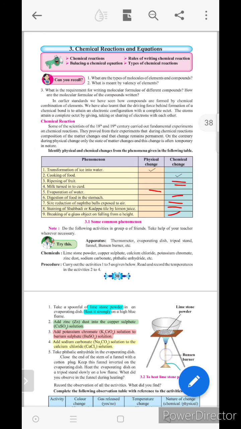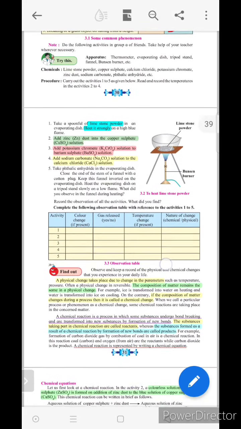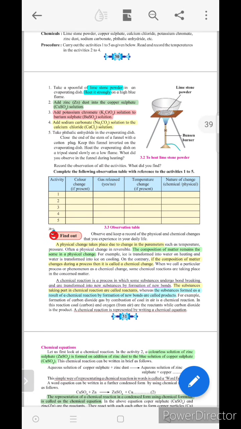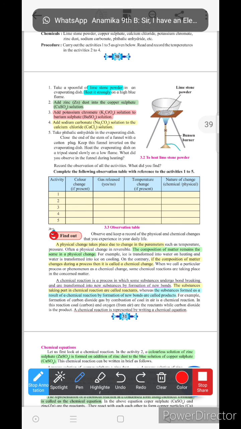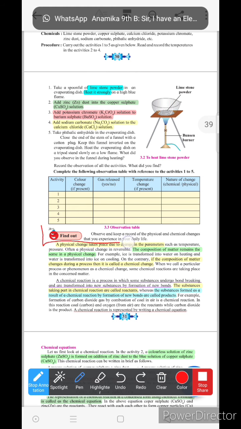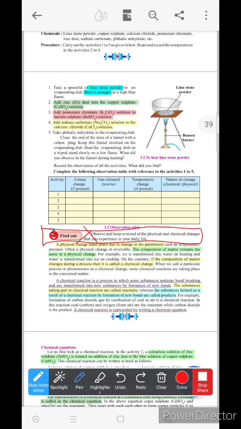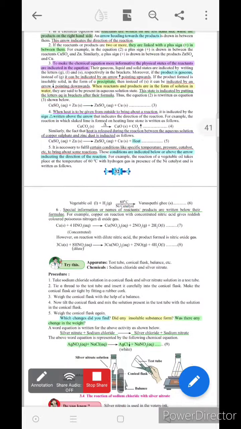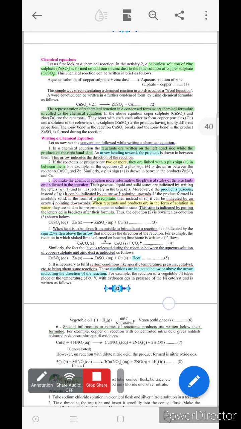Page number 31. The box that is find out. There is only one question: observe and keep the record of physical and chemical changes that you experience in your day-to-day life. That find out is removed. Next page, there is no reduction. Page number 32, there is no reduction.